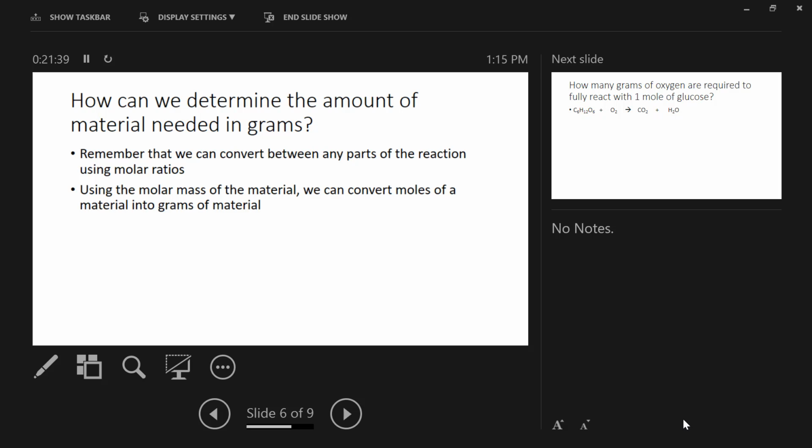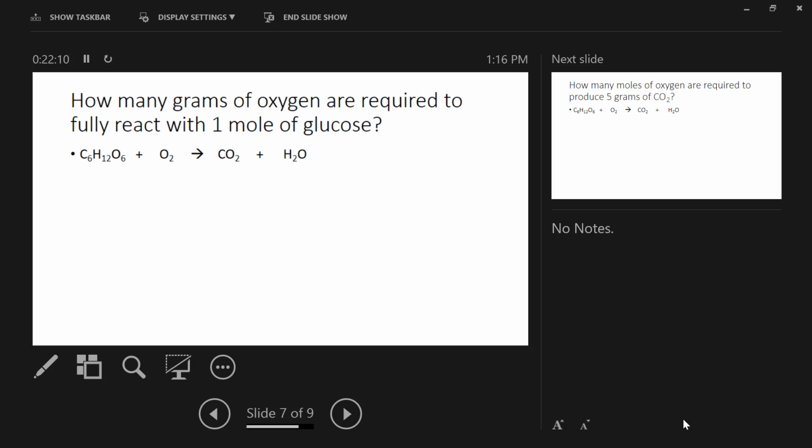So how are we going to answer this question? How can we determine the amount of material needed in grams? You can write watch and see, or you can just write use the molar mass. Or you could write use a periodic table. I'll leave that for you to decide which of those three answers you want to use. Watch and see, use the molar mass, use the periodic table. Okay, any questions on this? Okay.